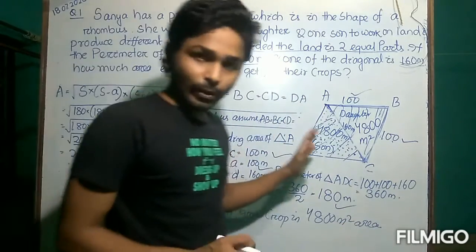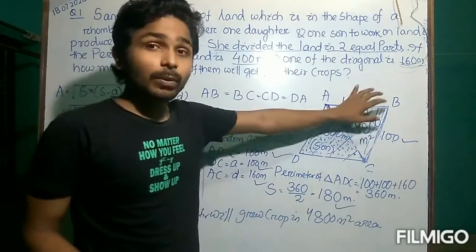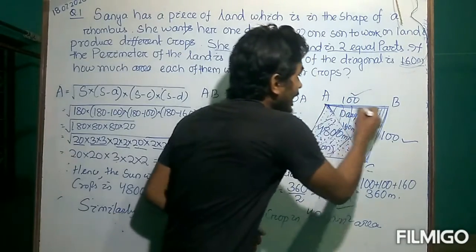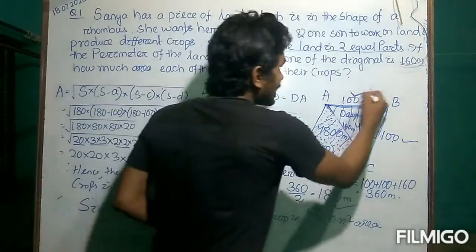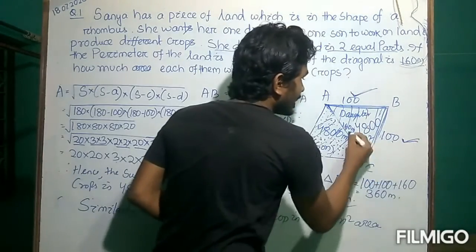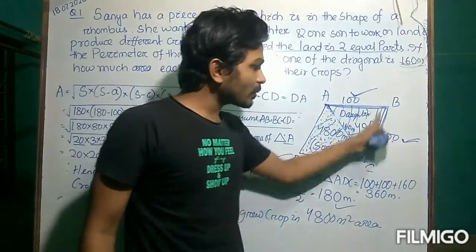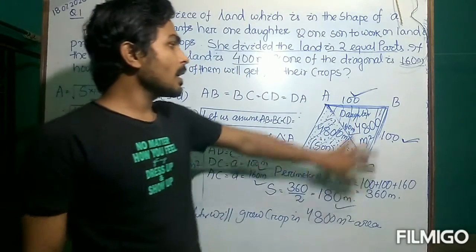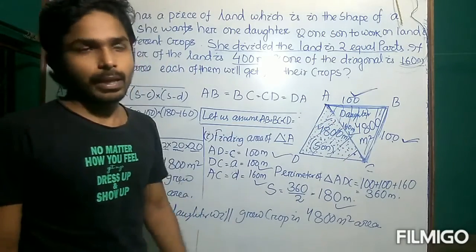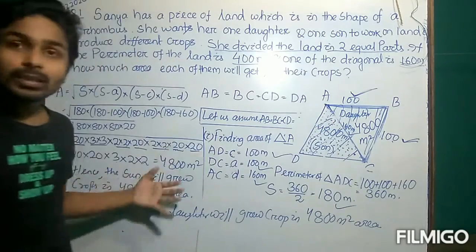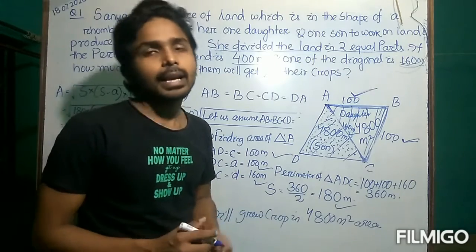So if it is difficult to understand why the areas of son and daughter are equal, then you can also find the area of this triangle by using Heron's formula, because the 3 sides are given: 100, 100 and 160. You can use Heron's formula and find out that the area of the land where the daughter will grow crop is 4800 meter square. Hence you get the result that both the son and the daughter will grow crop in 4800 meter square area.